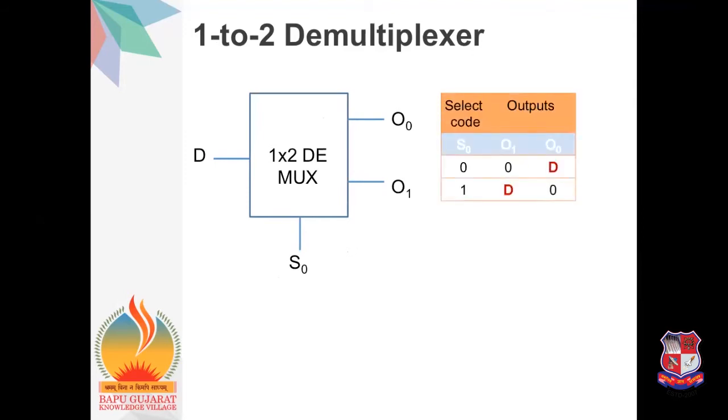So in the function table here, for the single select input, we have only 2 possible combinations, 0 and 1. Whenever the select value is 0, at that time output O0 is activated and it gives the input data D. Whenever the S0 value is 1, at that time the output O1 is activated and it gives the input value D. So this is the function table.